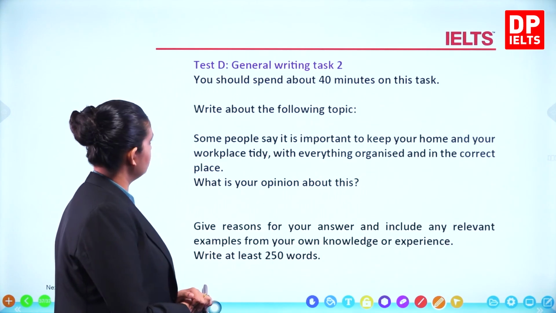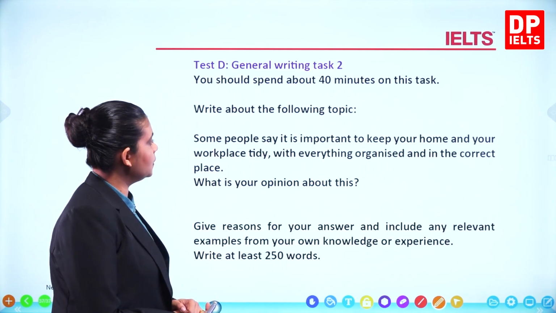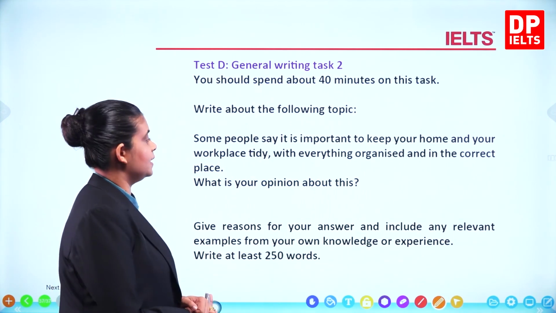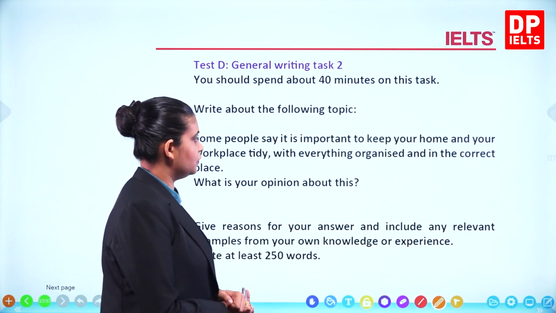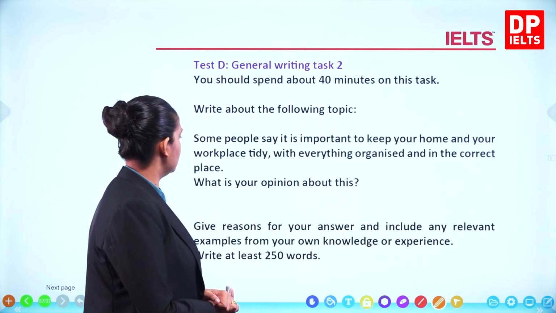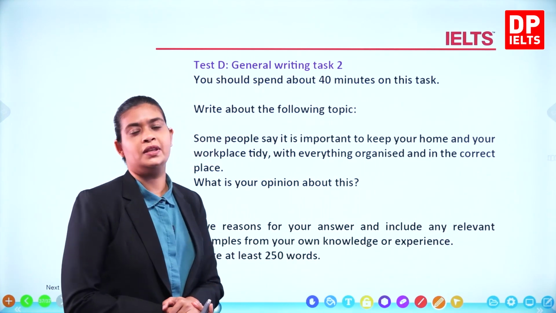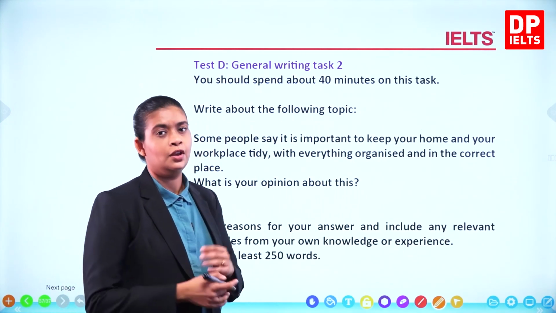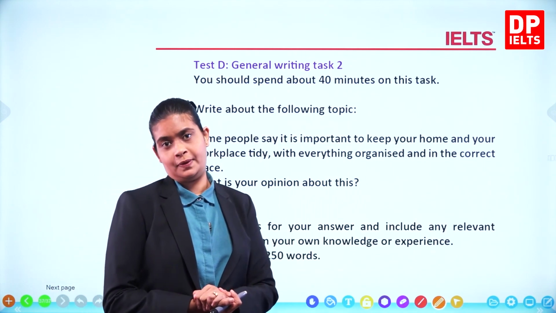Some people say it is important to keep your home and your workplace tidy with everything organized in the correct place. What is your opinion about it? Okay, so this is an opinion essay. You can write what you feel about it.